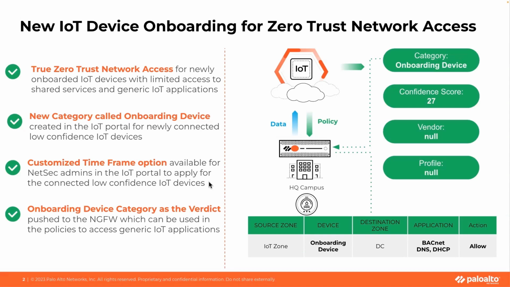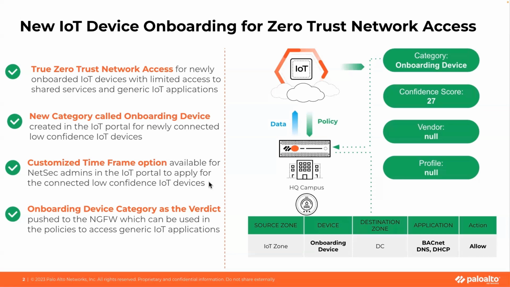What we have done is introduce a new category called onboarding devices. We can create this category on our IoT portal for the newly connected devices. If the device confidence is low, it would stay in this category. On our firewall, we can have some rules which specify what these onboarding devices can access. So you can have a set of applications and destinations which these devices are allowed to access.